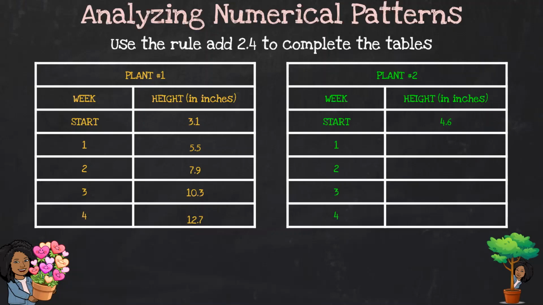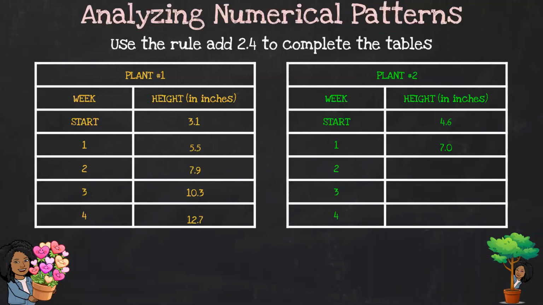Now let's look at number 2. For plant number 2, it started at 4 6/10 inches. Remember, we're using the same rule. Add 2 4/10 inches to 4 6/10 inches. So at the end of week number 1, plant number 2 would be 7 0/10 inches, or just 7 inches.